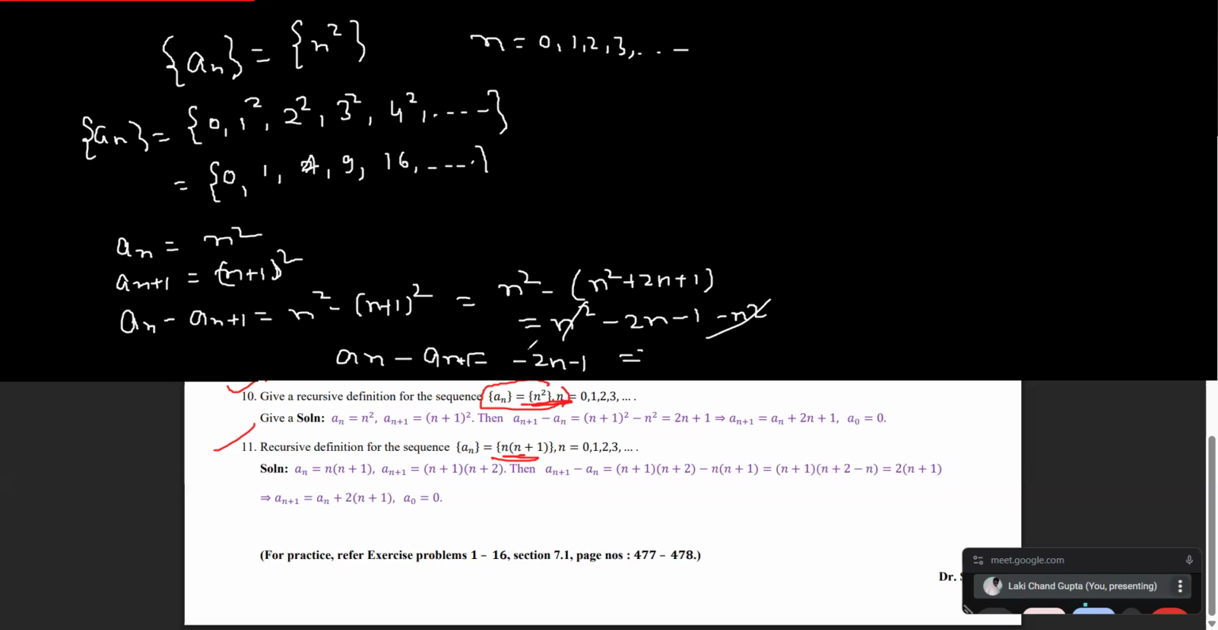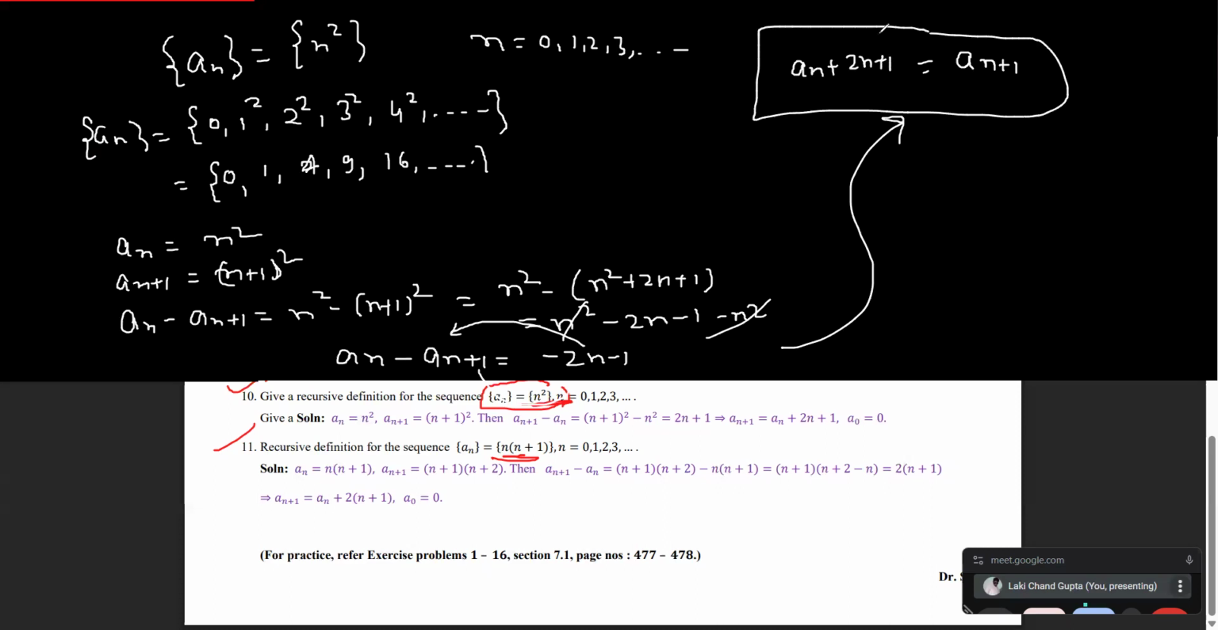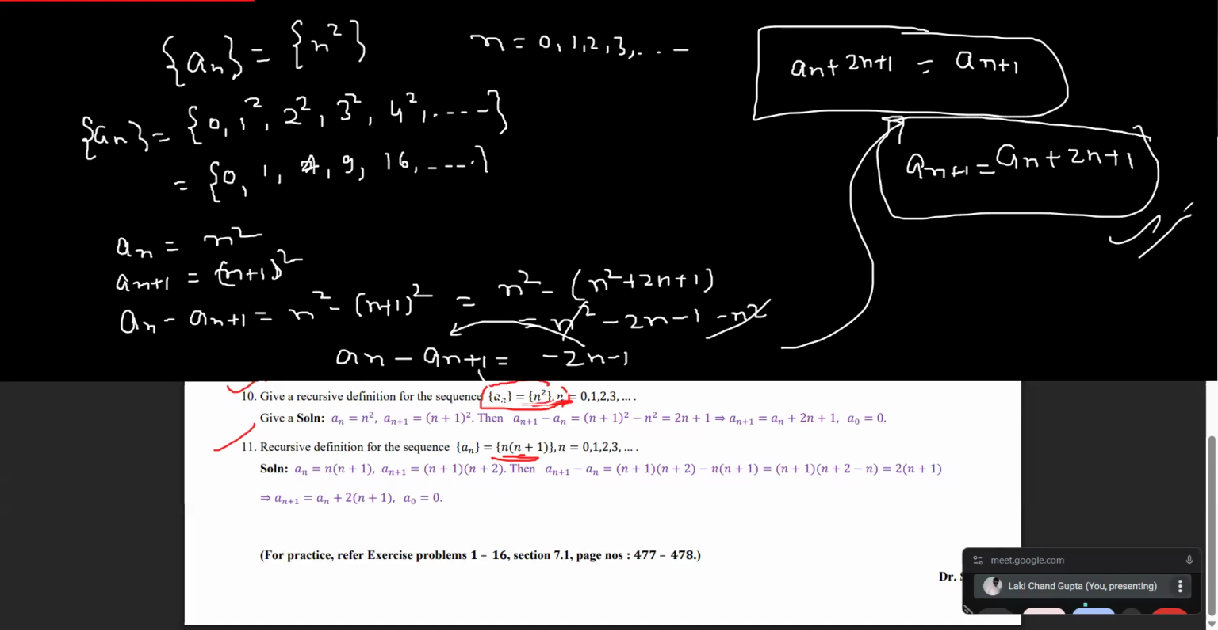This is n plus 1, right? See, this is minus 2 and minus 1, right? Suppose you want to shift a n plus 1, it is shifted to the right side and this is shifted to the left side, right? Yes. You got a recursive relation, right? This is a recursive relation. Understood?